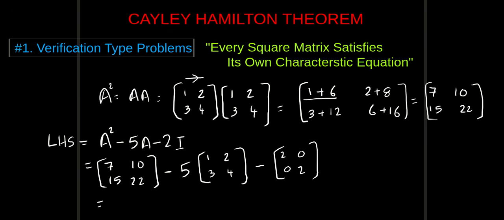Now let's simplify. So 7, and this 5 goes inside. 7 minus 5, that is 2. 2 minus 2, as expected, 0. Now 10 minus 10, and that's 0. 15 minus 15, and 22 minus 20, that is 2, and 2 minus 2, 0. So as we expected, it's equal to 0, so that will be equal to RHS, and that's it.